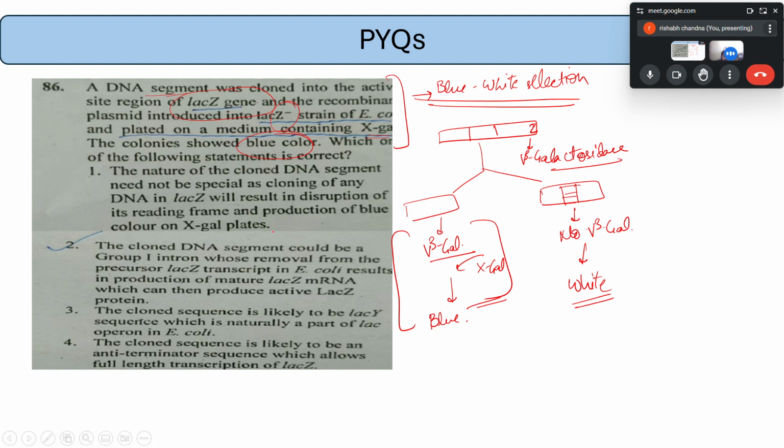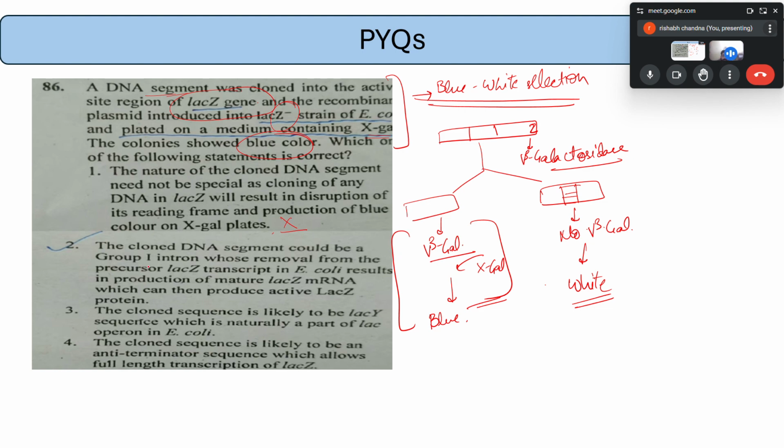Option one: the nature of the cloned DNA segment need not be special, as cloning of any DNA in LacZ will result in disruption of its reading frame and production of blue color on the X-gal plate. No, because the DNA segment will disrupt the protein sequence of the beta galactosidase, so it will not produce the functional enzyme, hence the X-gal cannot be converted to blue color.